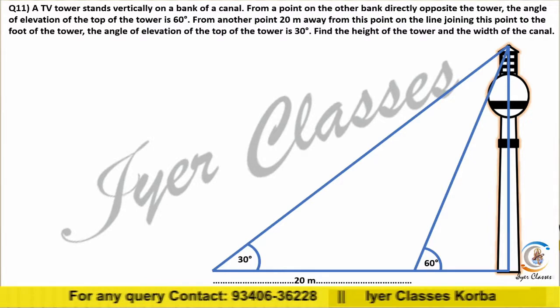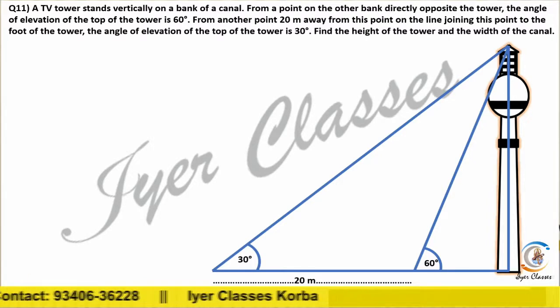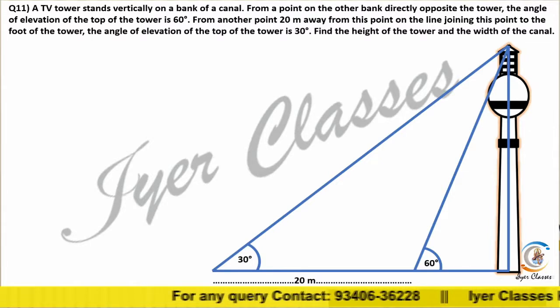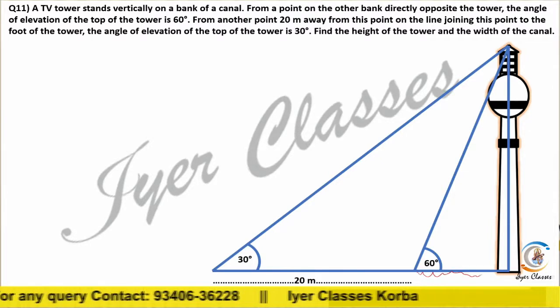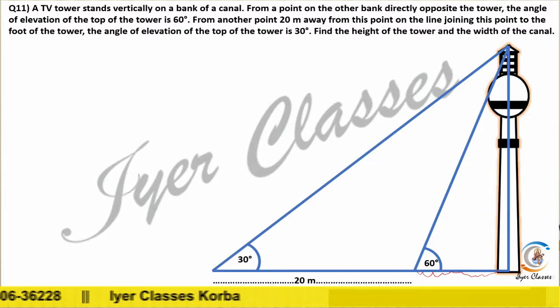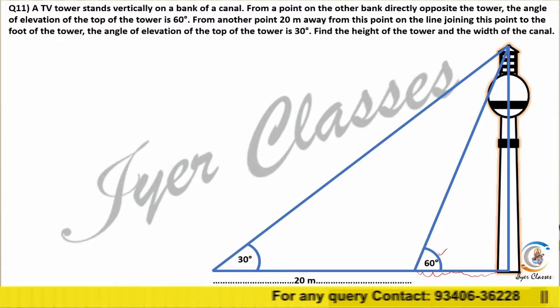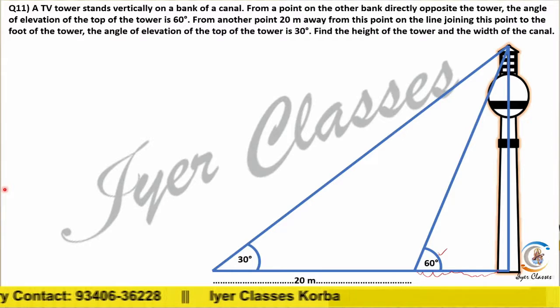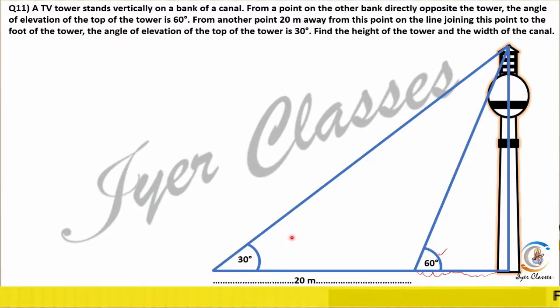In this diagram, you can see a TV tower, and you can see that this is the bank of the river. I'll mark this as river, right? Okay, now you can see that there is a river here. You're standing on the bank of the river, seeing the top of the tower. The angle of elevation is equal to 60 degrees, and from the point 20 meters away from it, you can see that the angle of elevation of the top of the tower is equal to how much? It is equal to 30 degrees, right?